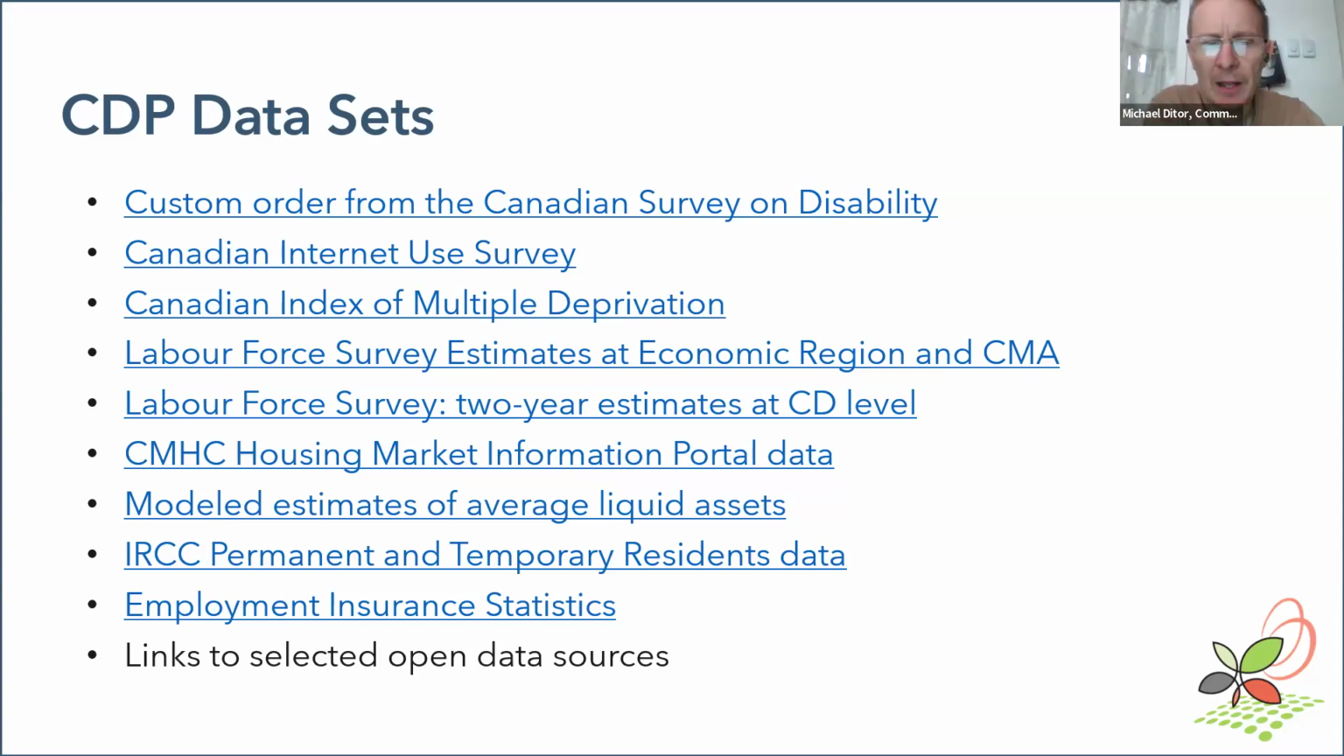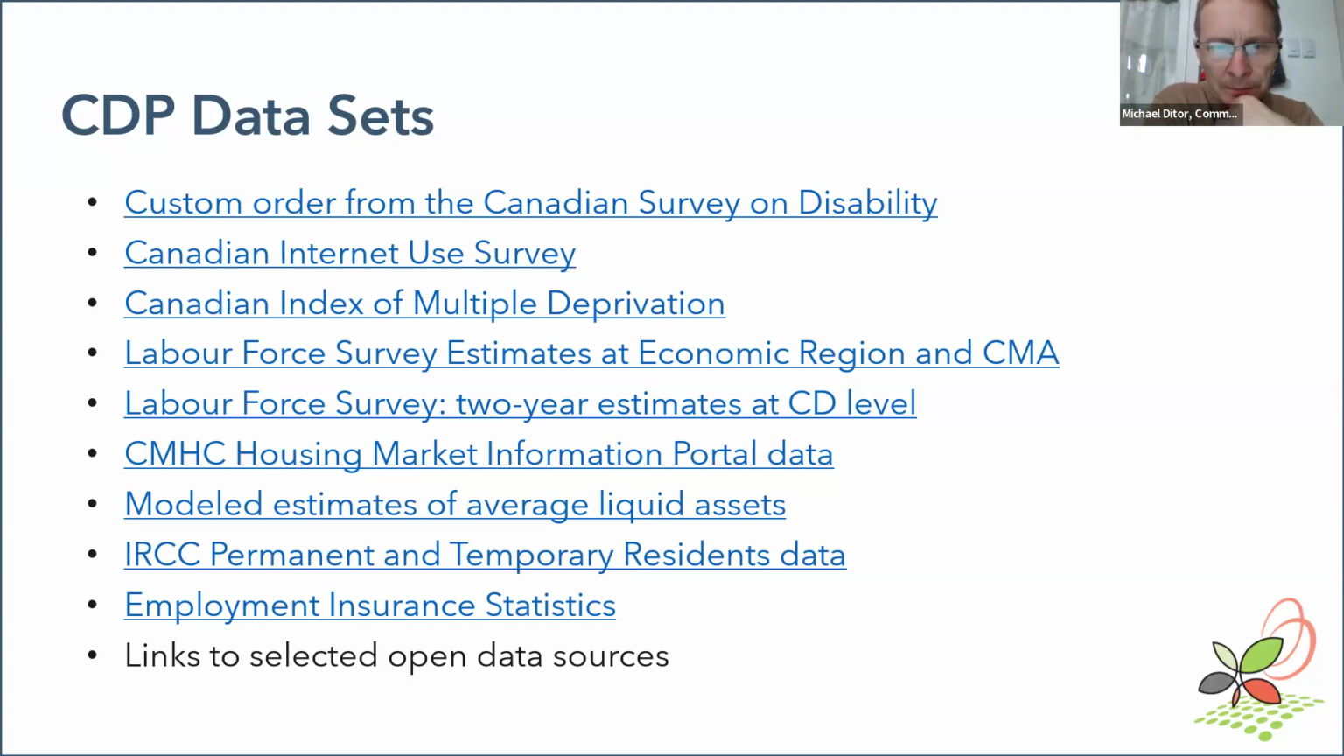There's another sort of miscellaneous list of what we have in the catalog. Canadian Survey on Disability, the standard tables are at the provincial level, but we get data at the census subdivision and census division level. Internet Use Survey. As Sadie mentioned, we've taken the Canadian Index of Multiple Deprivation at the DA level and rolled it up to higher levels of geography. Labor force survey tables. So this we only get at the economic region and CMA level.